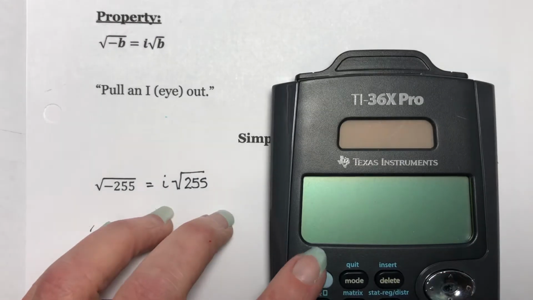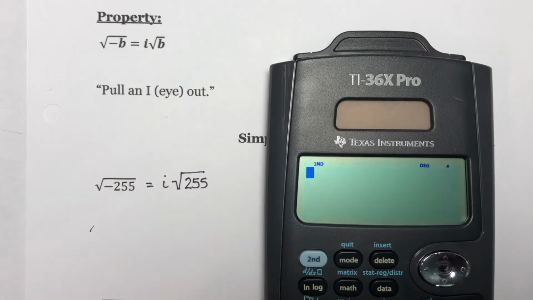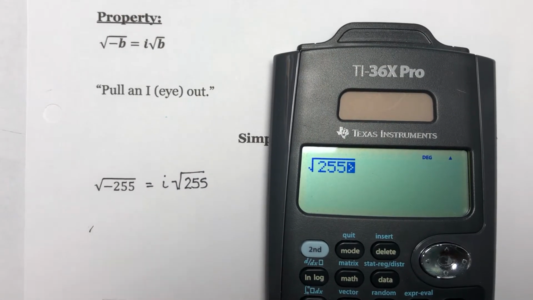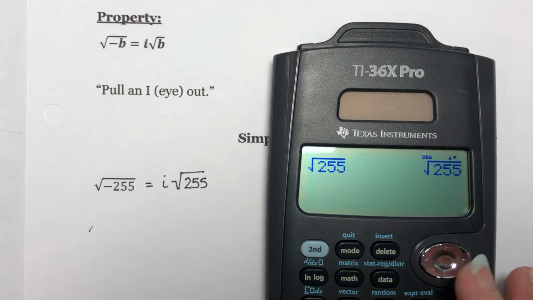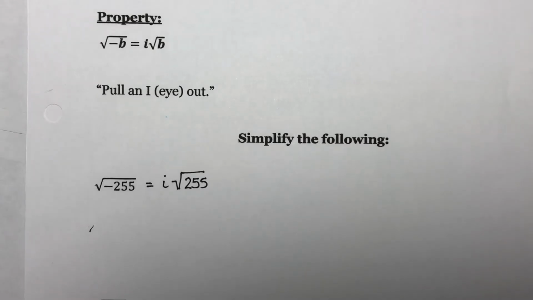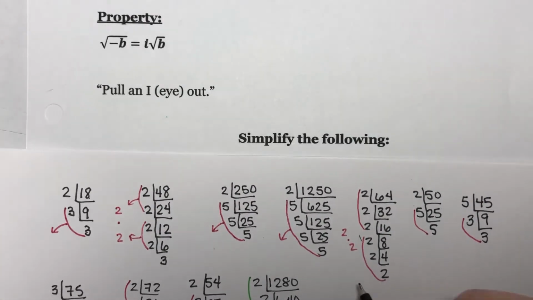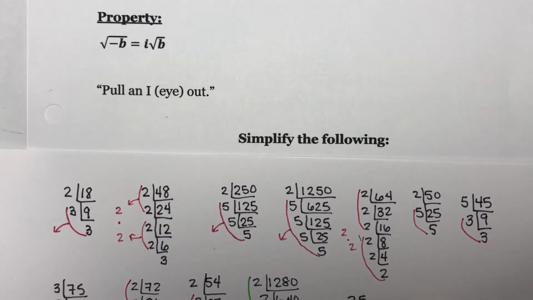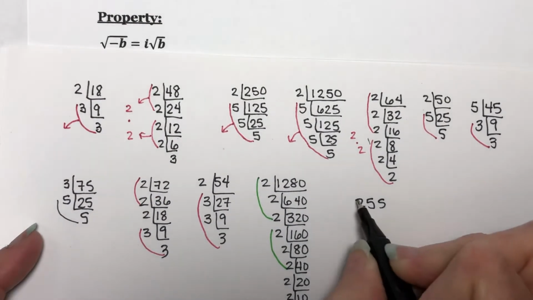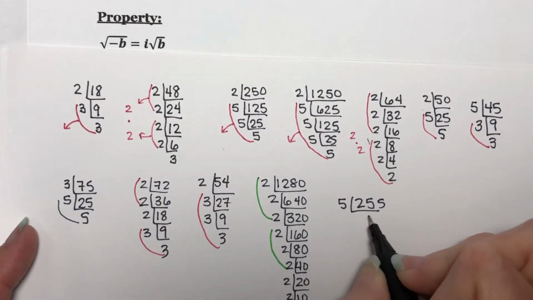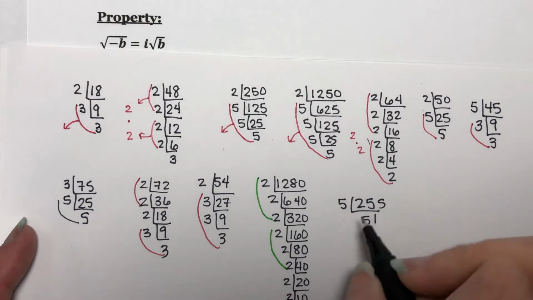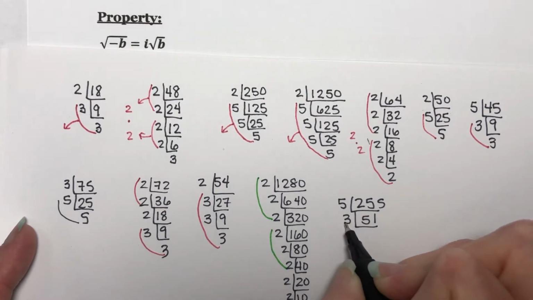And you can use your calculators, or you can do a prime factorization. If I do the square root of 255, I hope my calculator can do it. And it just says it's square root of 255. That means that doesn't simplify at all. If we did a prime factorization, what would we get? We would get, if I do the prime factorization of 255, okay, it's divisible by a 5. And when I do that, I get 51. And then 51 is divisible by 3.